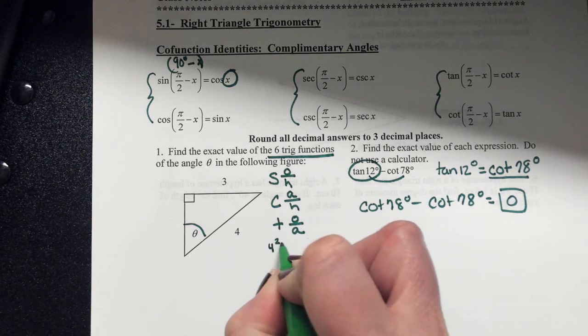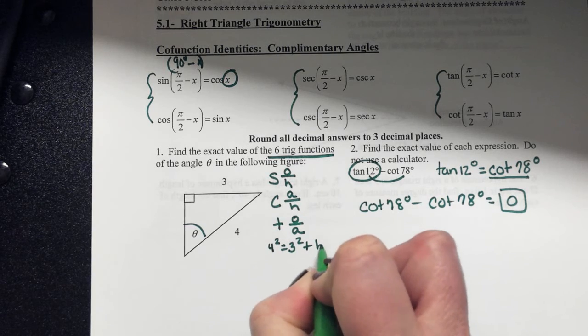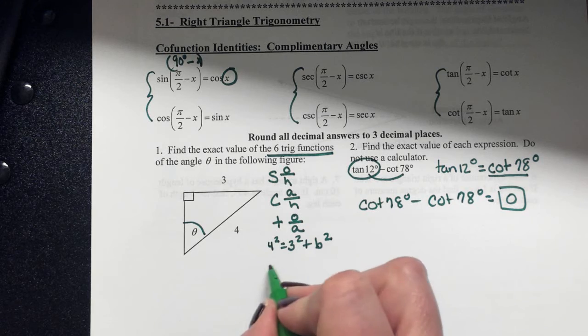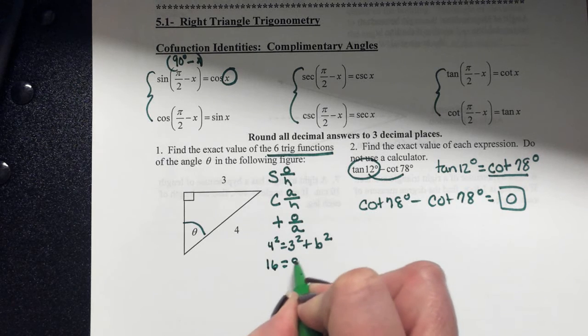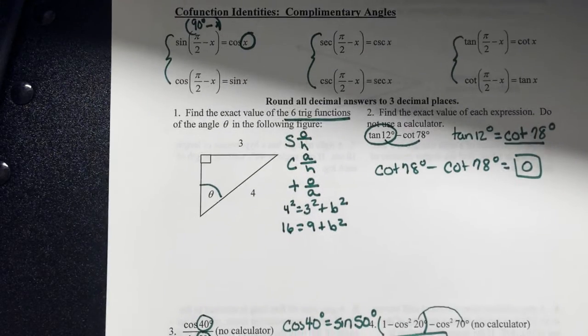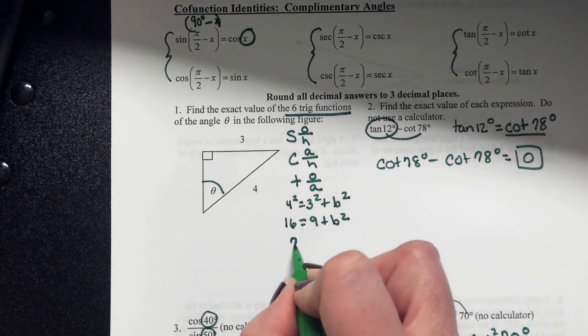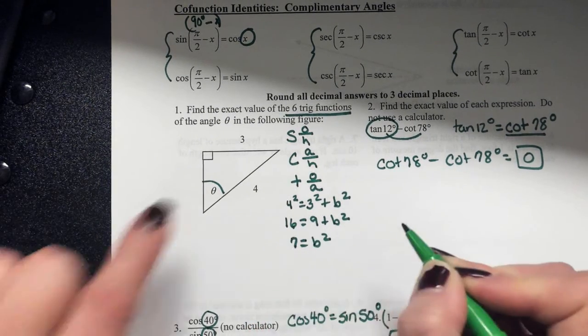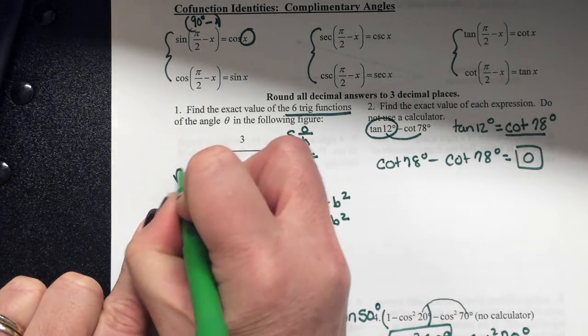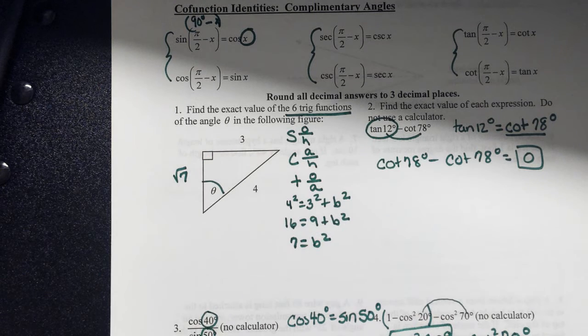So 4 squared is equal to 3 squared plus, and I'll call that other side b squared. So 4 squared is 16 equals 9 plus b squared. So subtract my 9, 16 minus 9 is 7. So what is this third side of the triangle going to be? Square root 7. So be careful when you see that 3 and the 4. Make sure that the 3 and the 4 are on the legs of the triangle and not the hypotenuse.